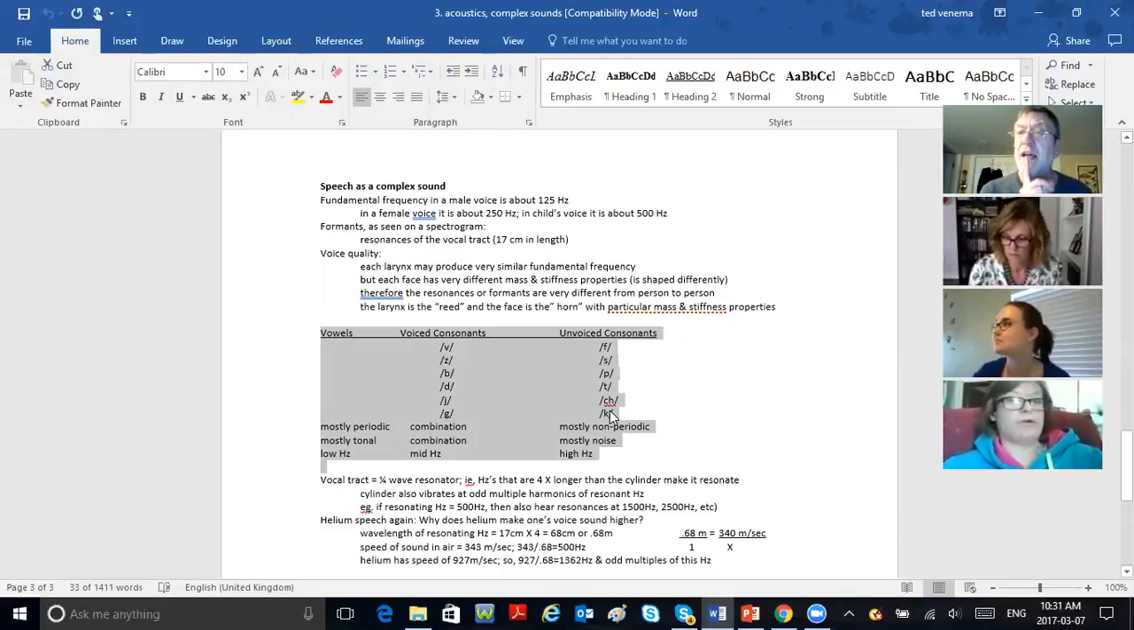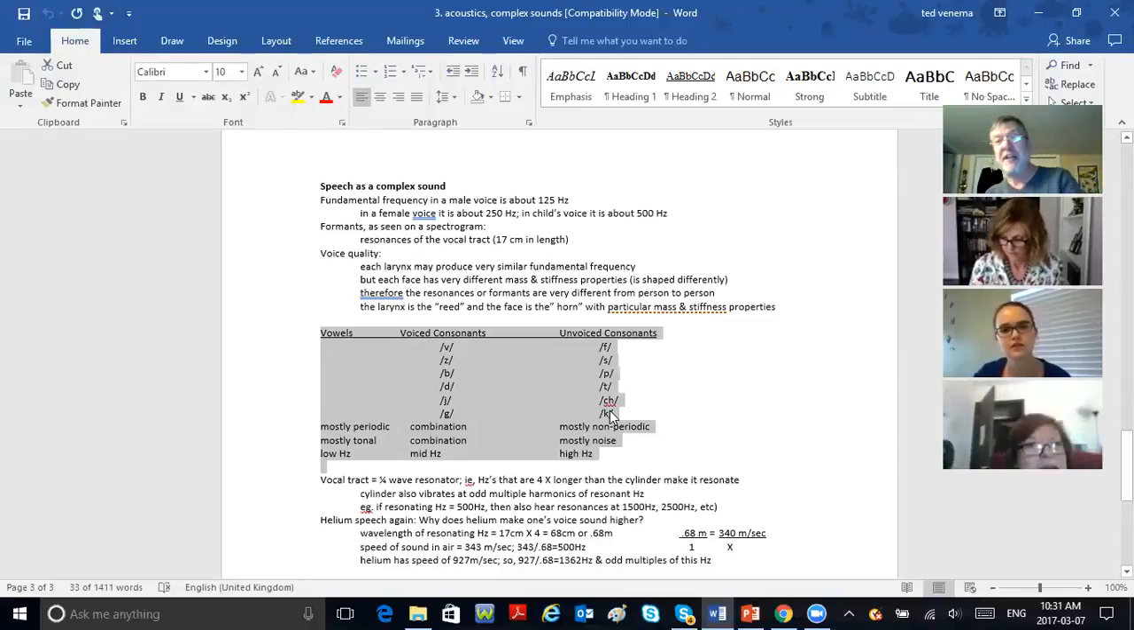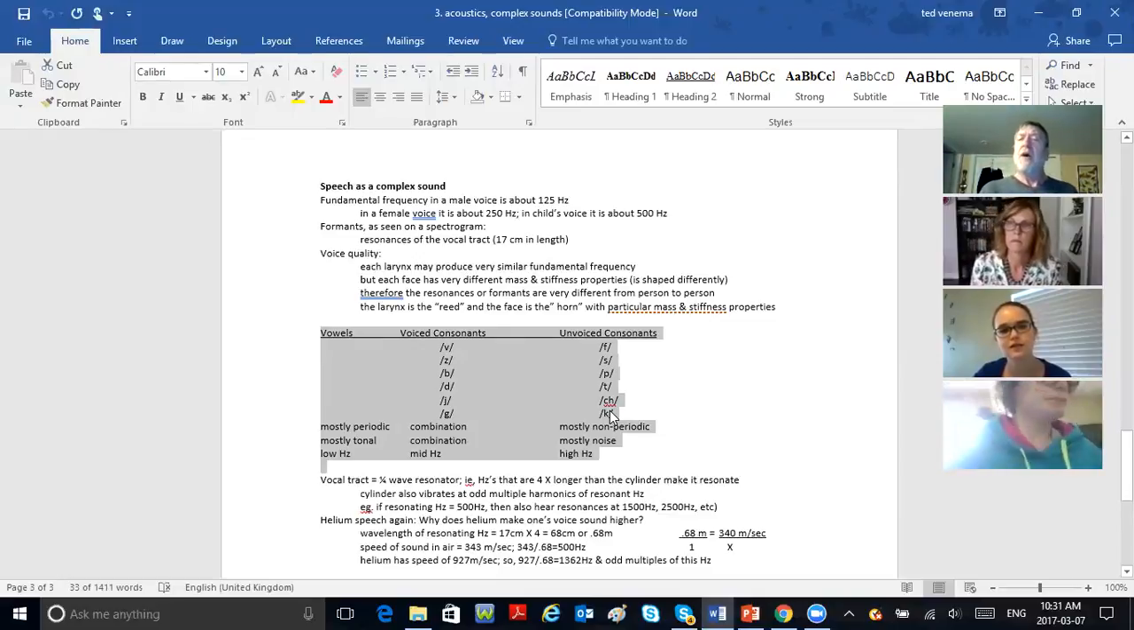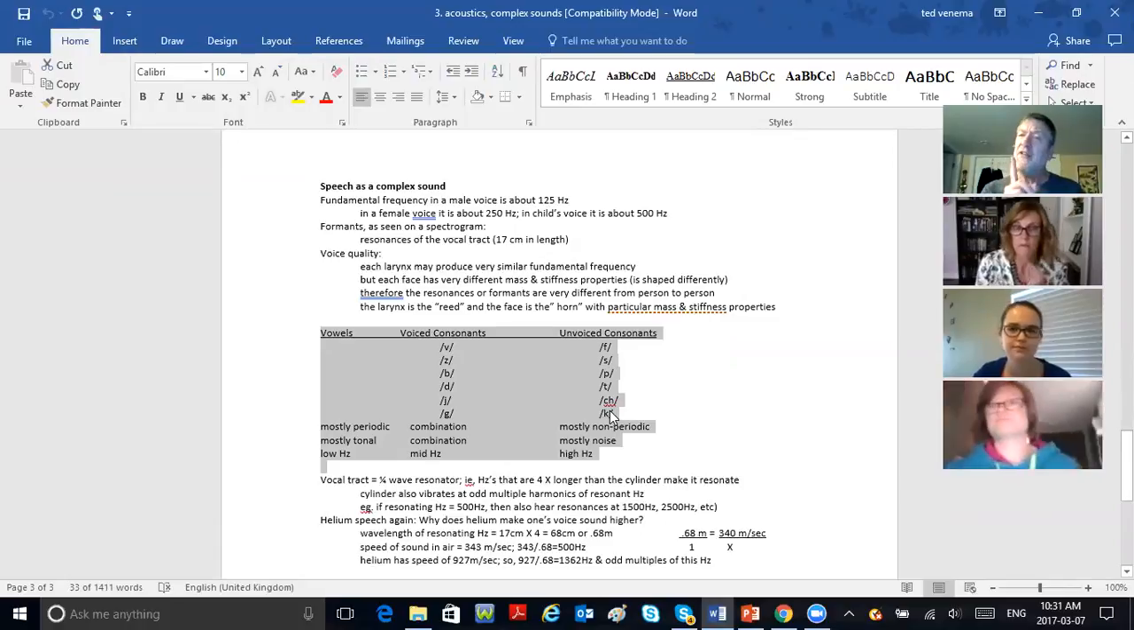Look at the letter K. You're using the back of your tongue against the roof of your mouth. You can't lip read, by the way, the letter K. And anybody with hearing loss will tell you, you can lip read quite a bit of sounds, but you can't lip read all sounds. The only lip-reading sounds you can read are the ones from the lips. B, P, you know, this stuff. But you can't read K's, because it's in the back.